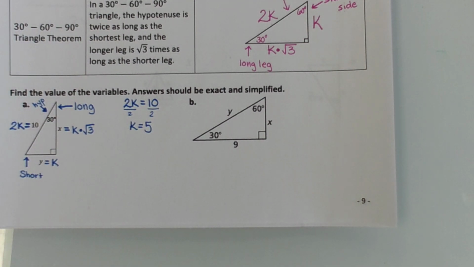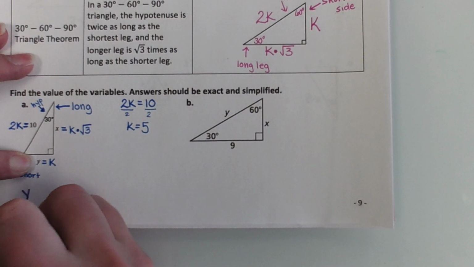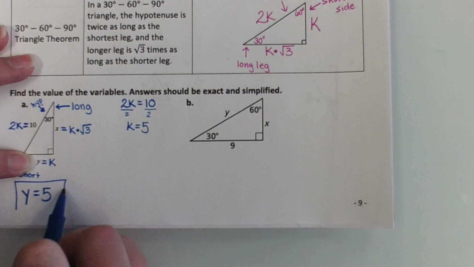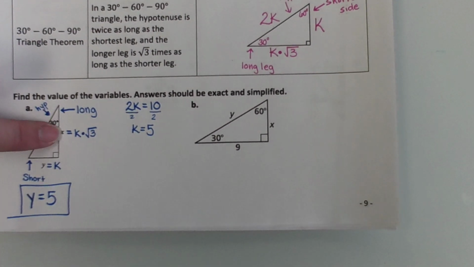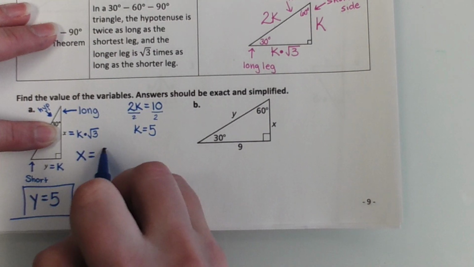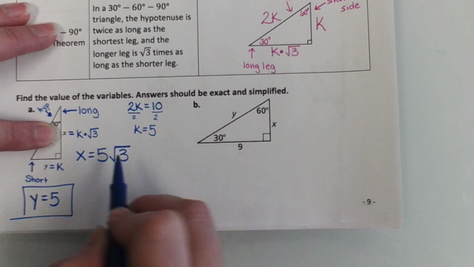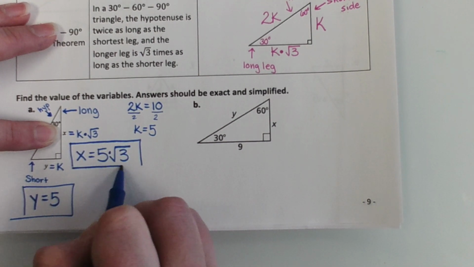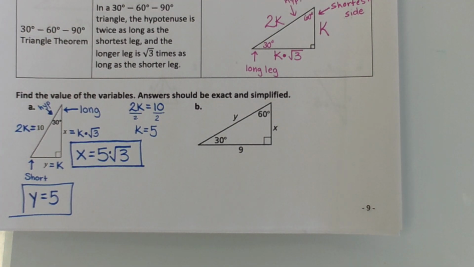Now I plug k back into the other little equations and simplify as necessary. My other little equation over here is that y is equal to k, so y is equal to 5. Do I have to simplify that at all? No, that's it. My next little one is x is equal to k times the square root of 3. Therefore, x is equal to 5 times the square root of 3. I can write the times symbol. I don't have to, because it's implied. And that doesn't simplify. That's what we got.